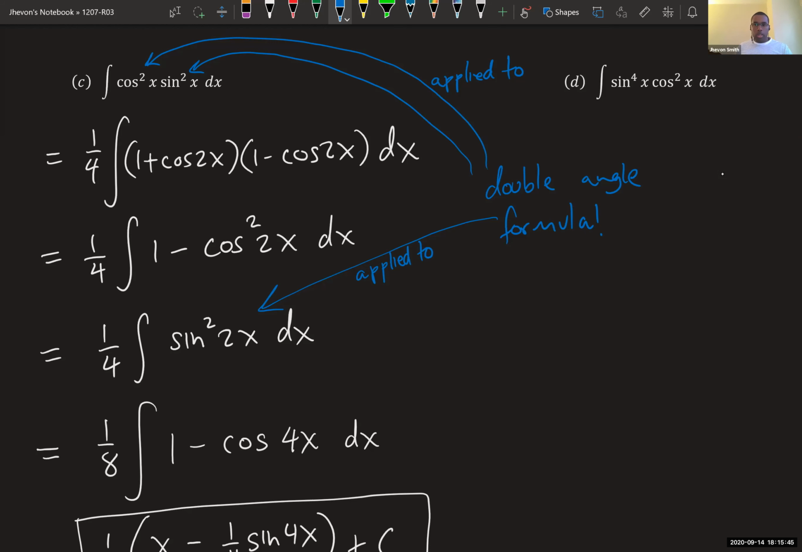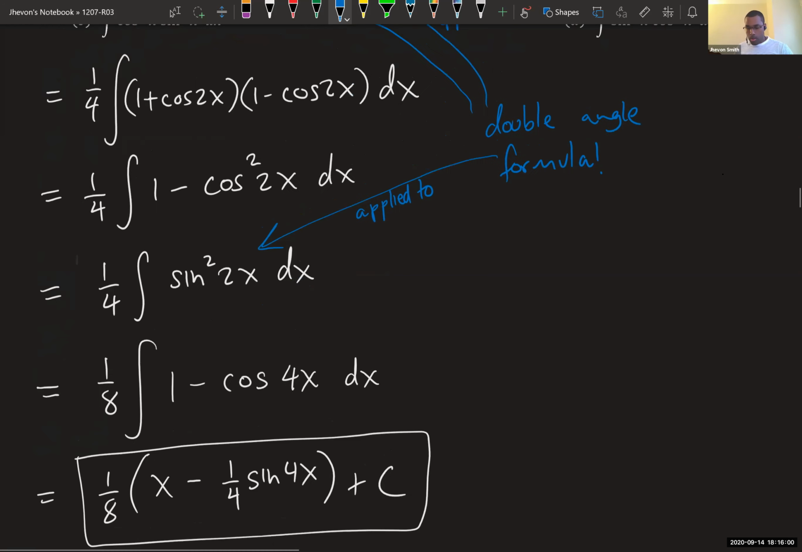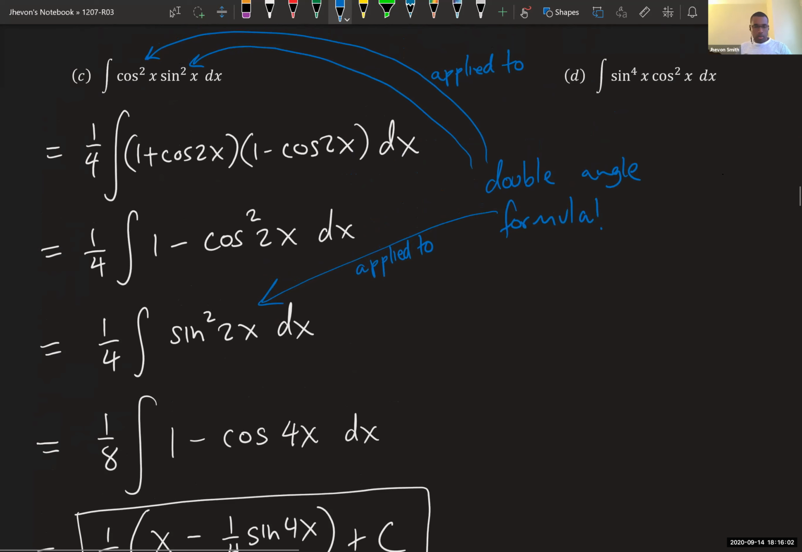So every time I end up with a sine or a cosine with only even powers present, I think double angle formula, and I can keep applying it over and over as often as needed. Once I apply this formula, it doubles the angle, right? It doesn't square the angle, it doubles it. So we end up with that.